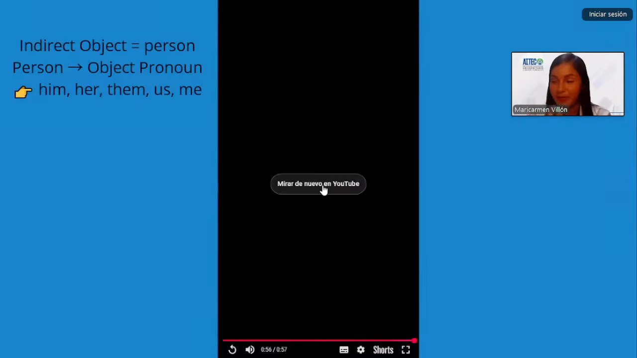Lo repito una vez más y lo explicamos nuevamente, aunque creo que estamos súper bien, porque estoy leyendo sus mensajitos en el chat y estamos identificando tanto a indirect objects y los direct objects. Revisemos nuevamente.